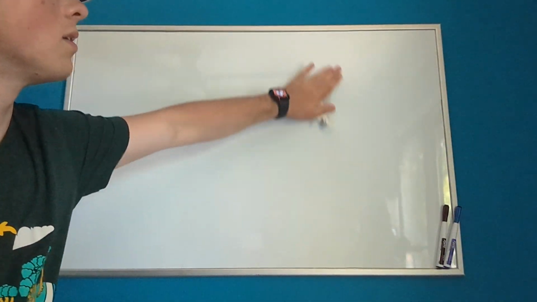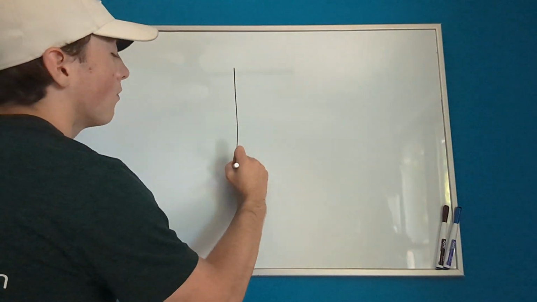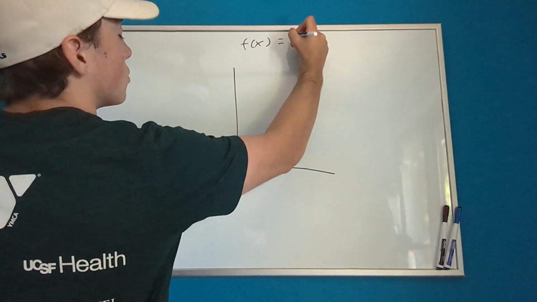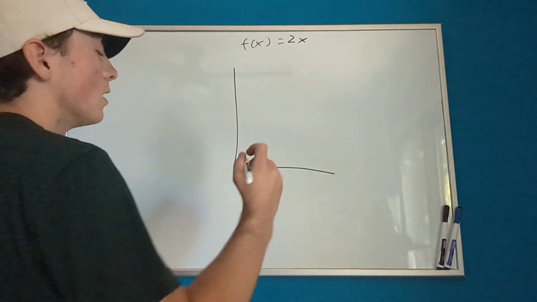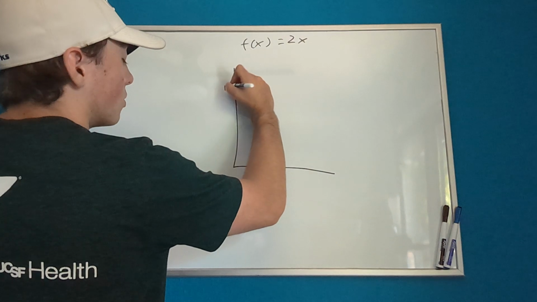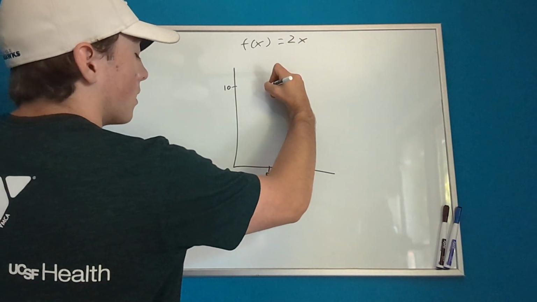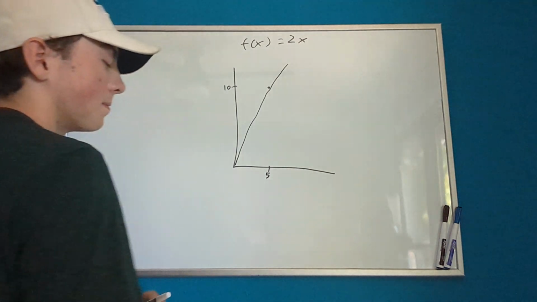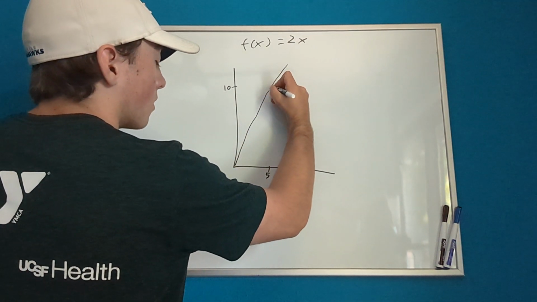Now, let's take a look at one in practice. If we have a graph and our function, f of x equals 2x, at the value x equals 5, our y value will be equal to 10. So I'm going to make a rough sketch of this. Let me move the dot over.